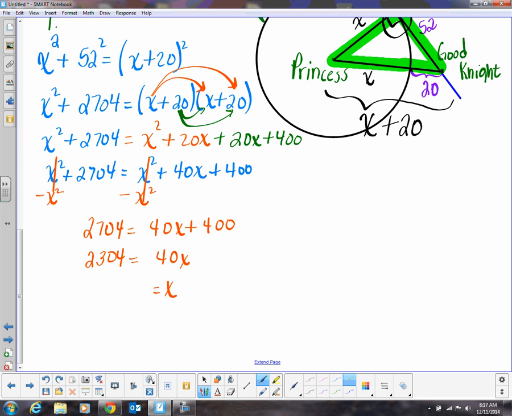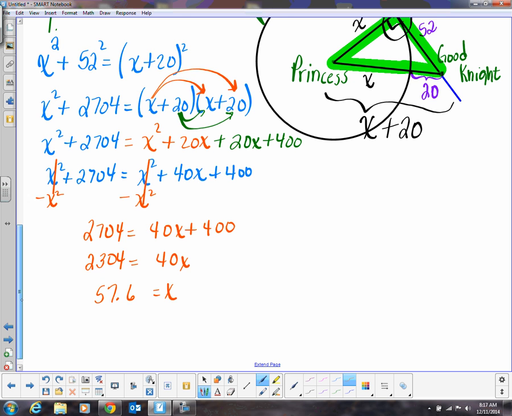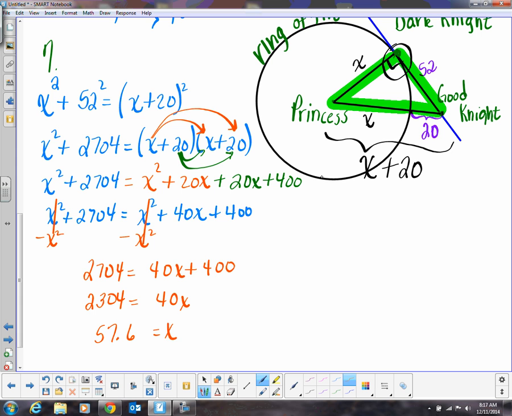All right, I can't emphasize enough that you shouldn't assume x is the answer. The question said, what is the distance from the princess all the way to Mr. Goodnight? So x happens to be 57.6, but that takes us to the Ring of Fire. What's the distance? So what you need to do is take your 57.6 plus 20, and you're going to get 77.6.